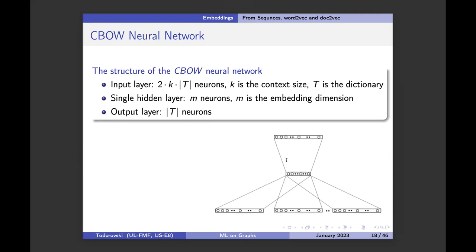As I said, there are two ways to proceed now. You have now this one-hot encoding of words, and this is the context you would like to use to predict the central word. And this is a bit boring.